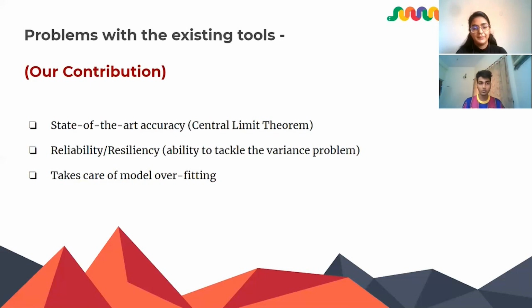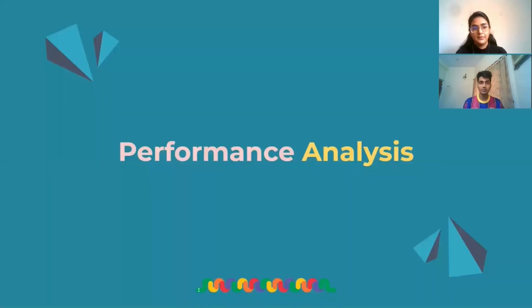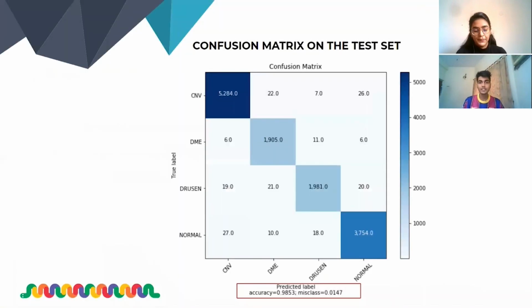So now, with these being done, let's move ahead to a little bit of performance analysis, laying down the evidence of what we are saying here. Okay, so this is probably the most popular statistical test there is, which is the confusion matrix.